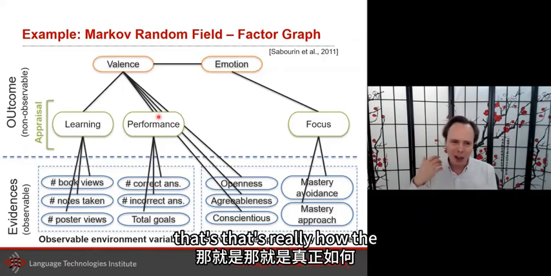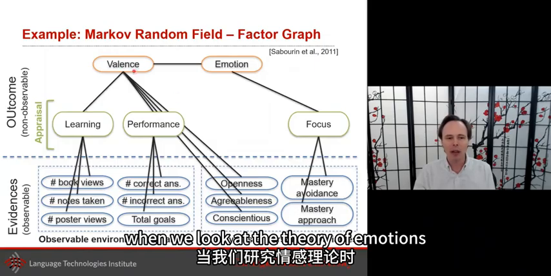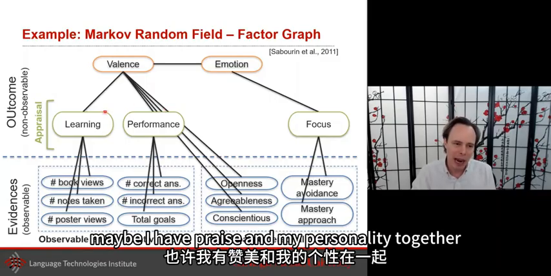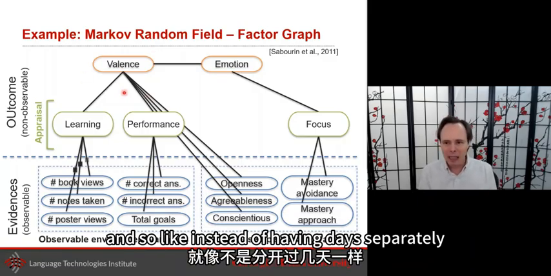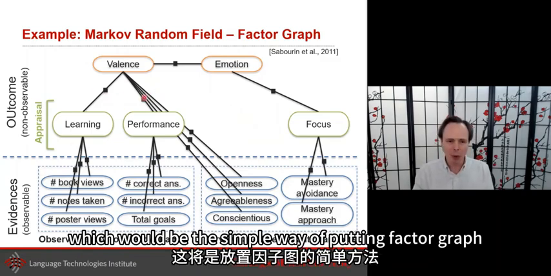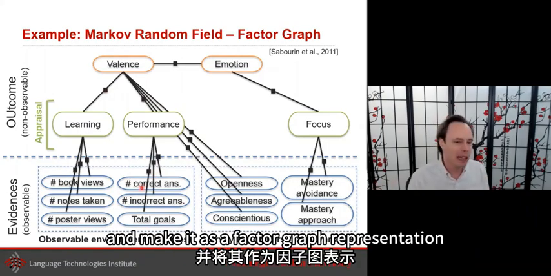That's not really how the model was originally designed. If you remember, when we looked at the theory of emotion, it was saying that it is joint, that maybe I have praise and my personality together. So instead of having these separately, which would be the simple way of putting in a factor graph, keeping exactly the same links and making it a factor graph representation.